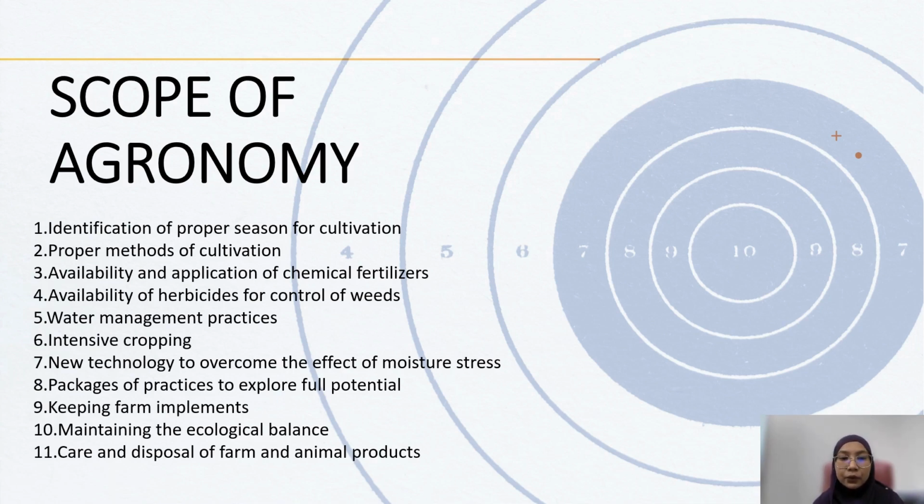Number 5, water management practices, the way you want to manage your irrigation. Number 6, intensive cropping. Number 7, new technology to overcome the effect of moisture stress. Number 8, package of practices to explore full potential in agriculture. Number 9, keep farm implements, the way you want to maintain all of your farm implements. Number 10, maintaining the ecological balance in the ecosystem. And the last one, to care for and dispose of farm and animal products.